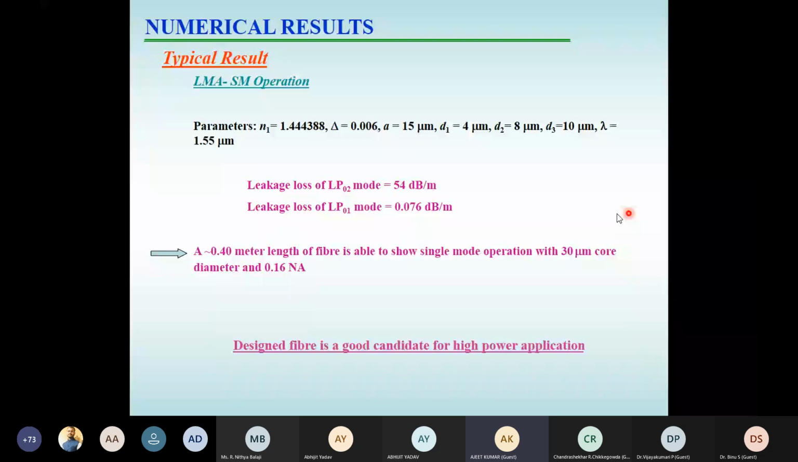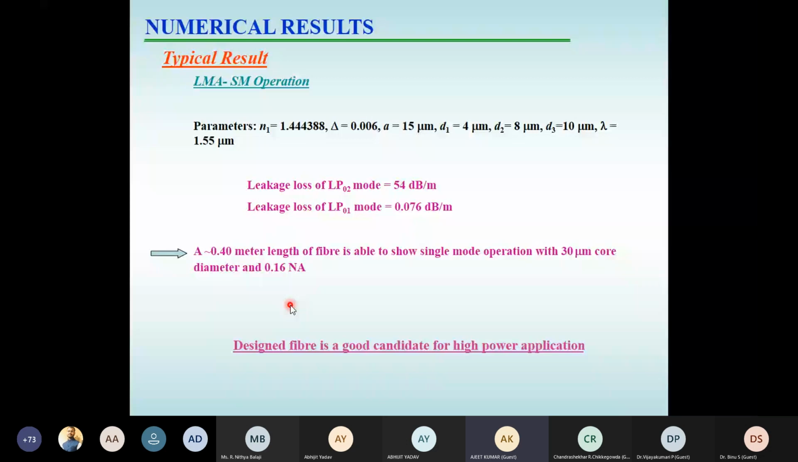So this kind of fiber can be a really useful host material if you want to design a fiber laser. If you're designing a fiber laser, there are so many things you have to address. One other thing I'm talking about is the host material.